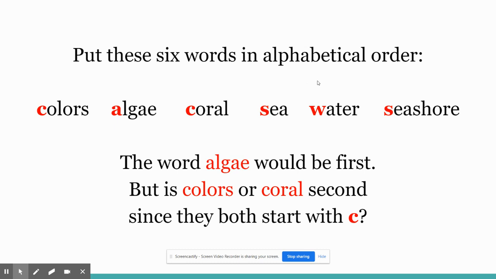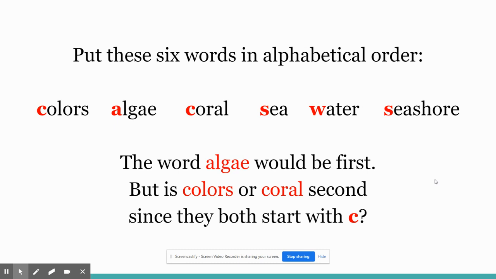We're going to put these 6 words in alphabetical order: colors, algae, coral, sea, water, and seashore. Now, we already quickly know that the word algae would be first because algae starts with an A. A is the first letter of the alphabet. But is colors or coral going to be second since they both start with C? There aren't any other words that start with A.